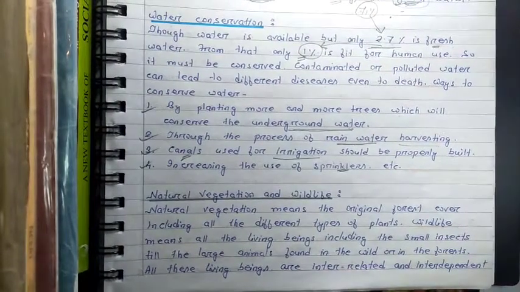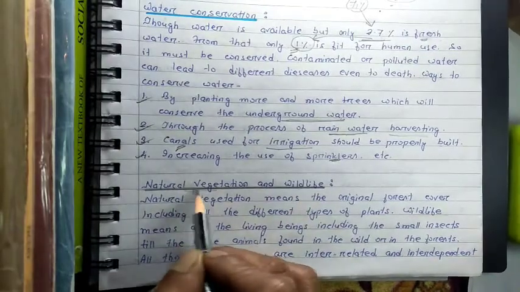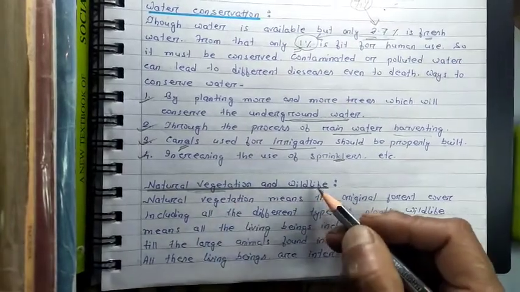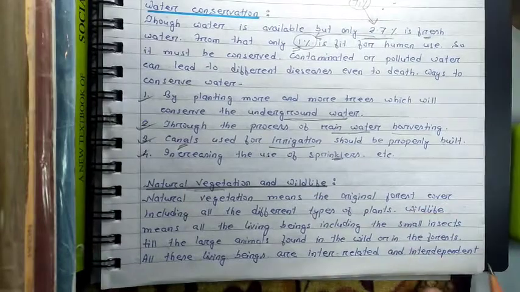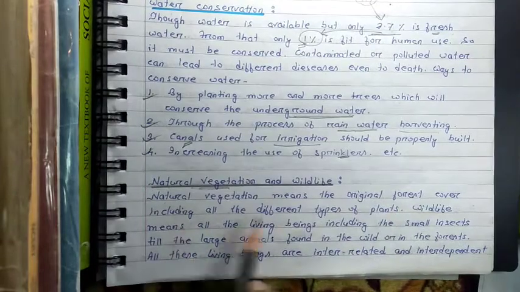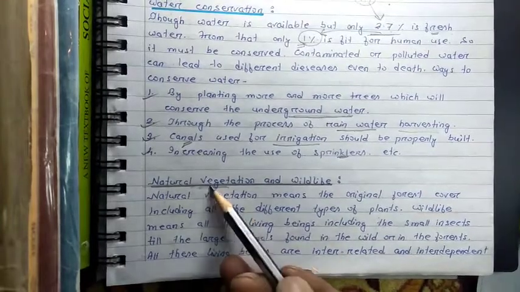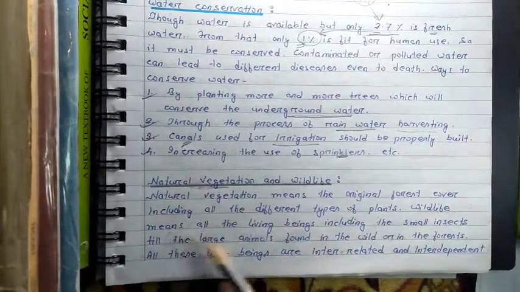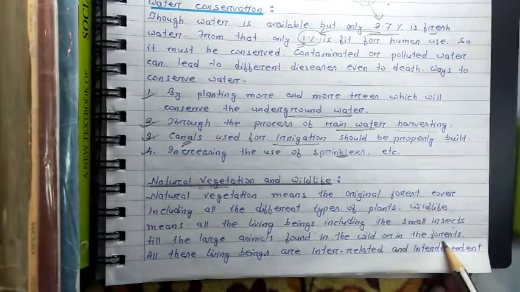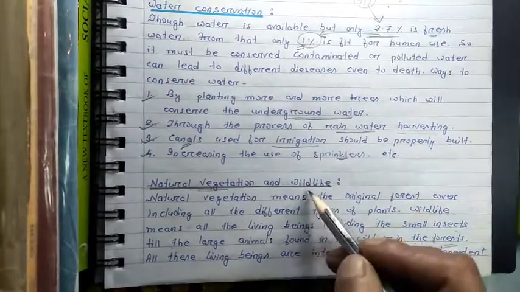Now the next point that we are going to study here is natural vegetation and wildlife. Natural vegetation, in very simple language, means forest, and wildlife means the life which is there in the wild. Natural vegetation means the original forest cover including all different types of plants. All the different types of plants and trees come under natural vegetation. And wildlife means all the living beings, from small insects to large animals, found in the wild or in the forests. They are known as the wildlife.